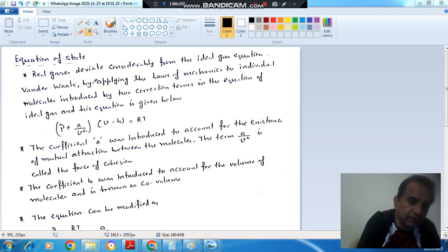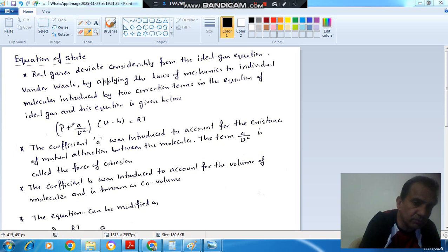So, we have studied that the ideal gas equation is Pv = RT or PV = mRT. But real gases deviate considerably from the ideal gas. So the equation is modified by introducing two factors: one is a/v², another is b. This was introduced by Van der Waals, so it is known as the Van der Waals equation.